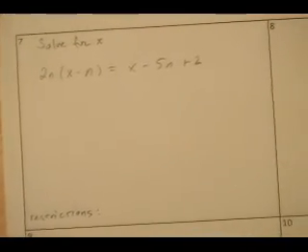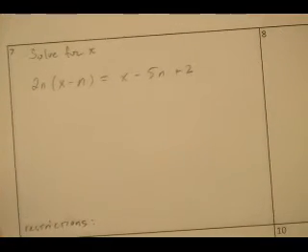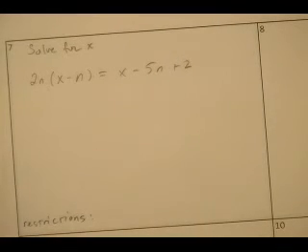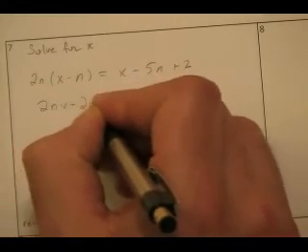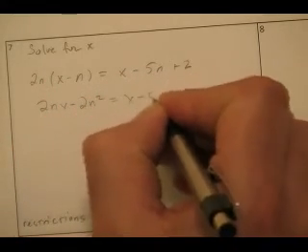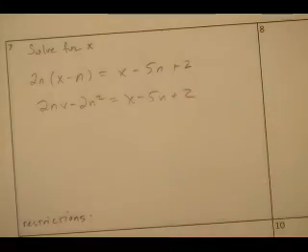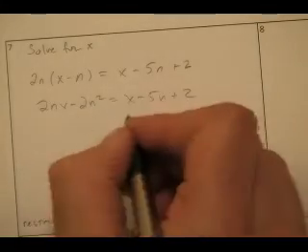All right, I've got a little bit of time to do this one. Very last problem. Here we are. We're going to solve for x. So here we go. 2n times x minus n. So let's see. I'm going to multiply. I get 2nx minus 2n squared equals x minus 5n plus 2. Let's see, could I get my x terms on one side? Let's subtract x from both sides.